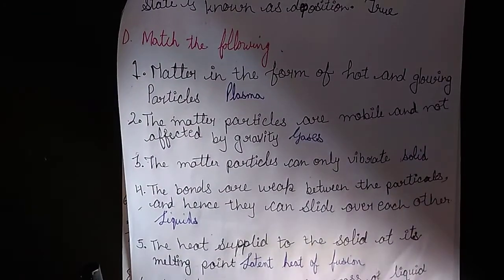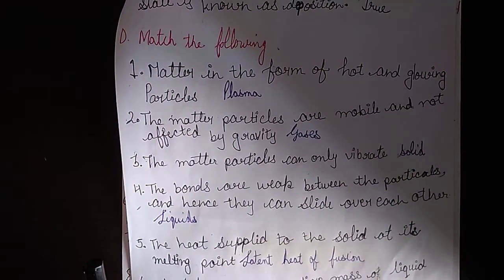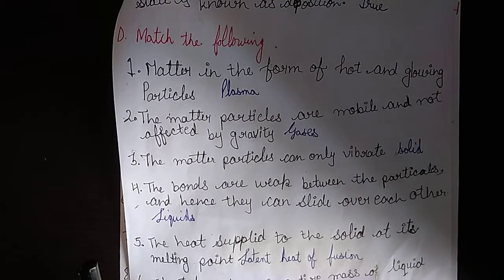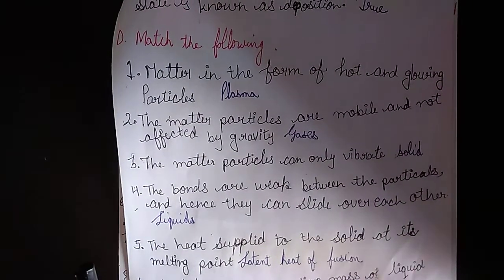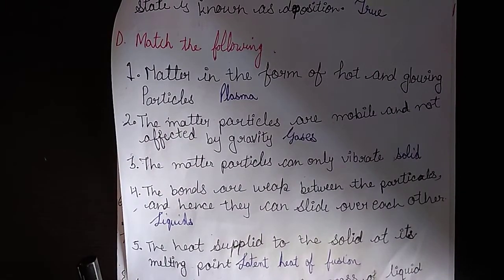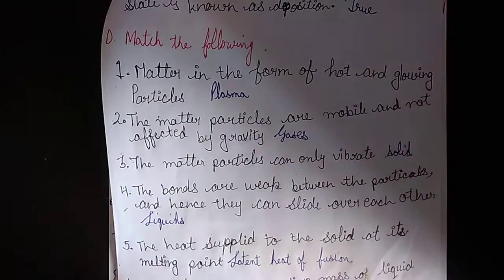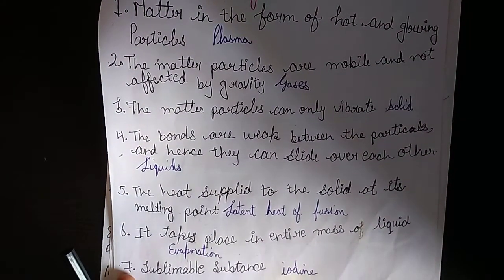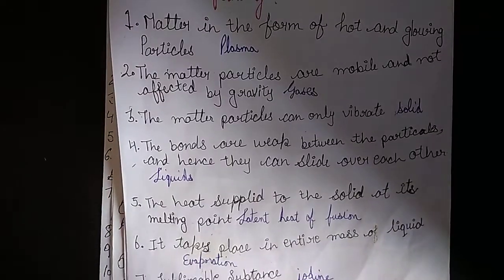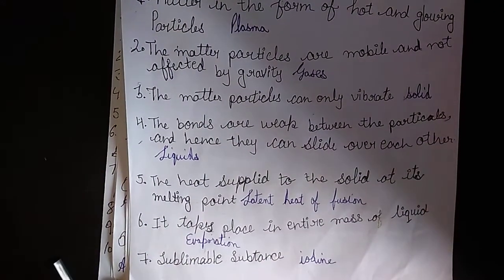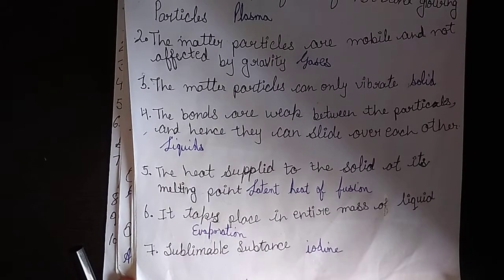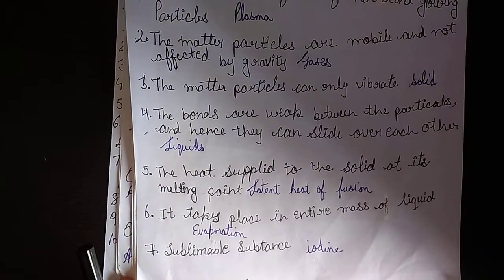This is called plasma. The matter particles are mobile and not affected by gravity. This is called gas. The matter particles can only vibrate. This is called solid. The bonds are weak between the particles and hence they can slide over each other. This is called liquids. The heat supplied to the solid at its melting point. This is called latent heat of fusion.